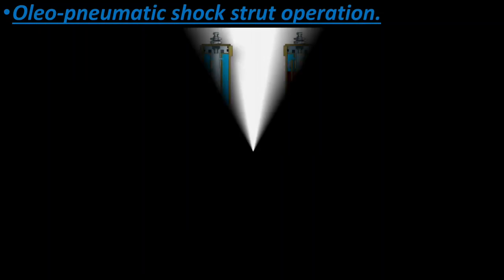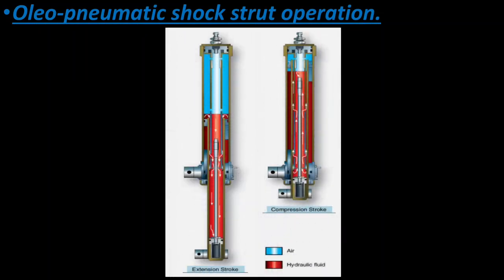Now, oleopneumatic shock strut operation. As you can see in this picture, it illustrates the inner construction of the oleopneumatic shock strut. Arrows show the movement of the fluid during compression and extension of the strut. The compression stroke of the shock strut begins as the aircraft touches the ground. As the center of mass of the aircraft moves downward, the strut compresses and the lower cylinder or piston is forced upward into the upper cylinder. As you can see, during the compression stroke, the lower cylinder moves inside the upper cylinder.